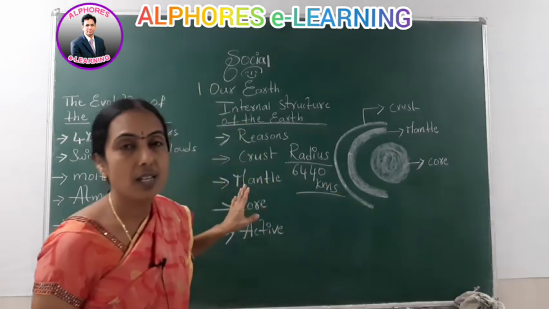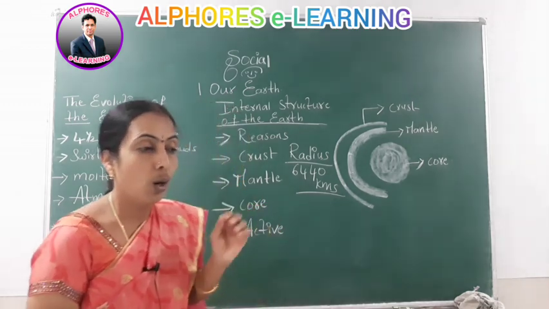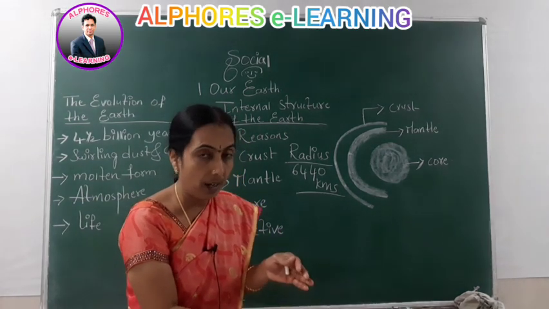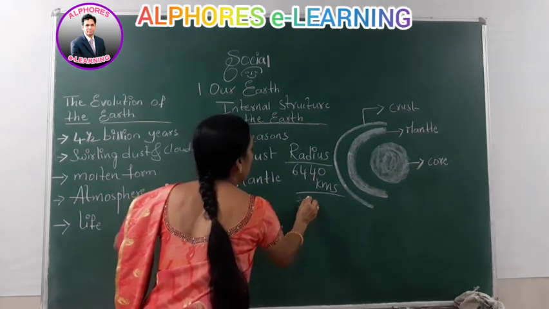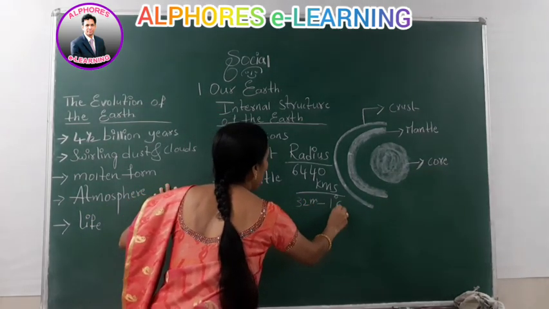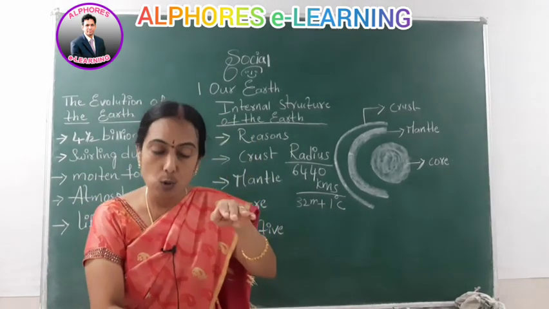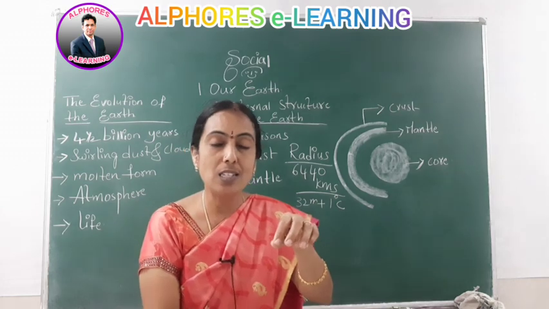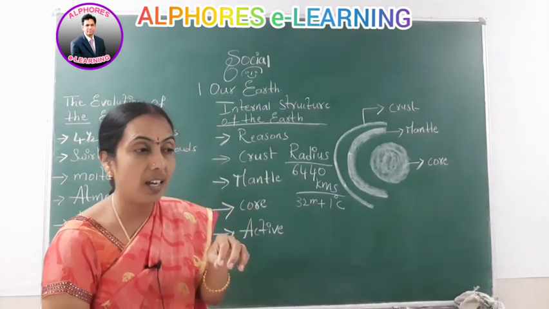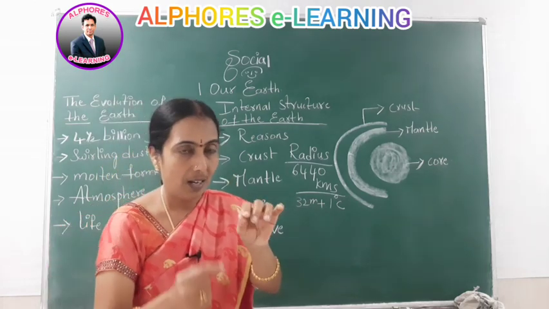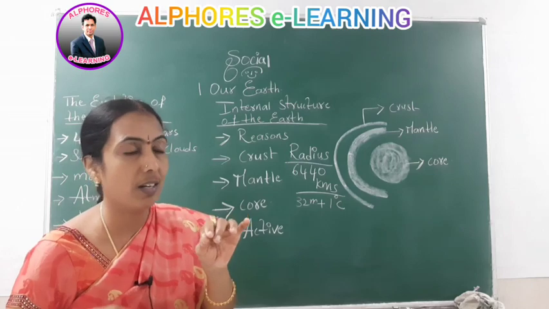The radius, that is the distance, is 6,440 kilometers. As we go into the interior layers, for every 32 meters the temperature goes on increasing, plus. As we go up, it will be minus. But as we go into Earth's interior, for every 32 meters only, the temperature increases at a rate of 1 degree Celsius. Like that, it goes on increasing 1 degree for every 32 meters.